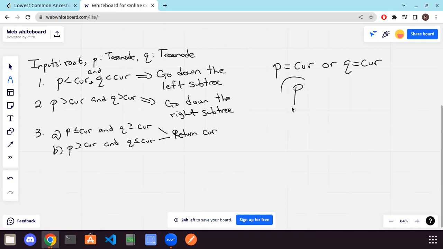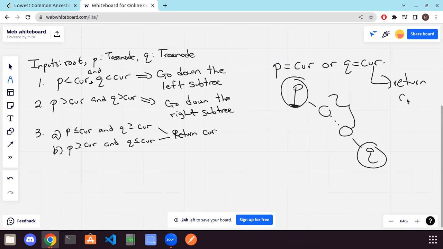For example, let's say we have something like this. You don't know how many nodes are between p and q, and you're on p here, right? None of the nodes here are going to be ancestors of both p and q, right? Because they're after p. So if either p is equal to cur or q is equal to cur, then we return cur. So that's where the equal comes from.